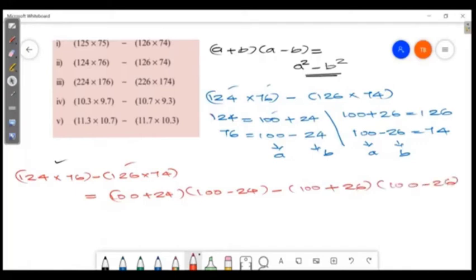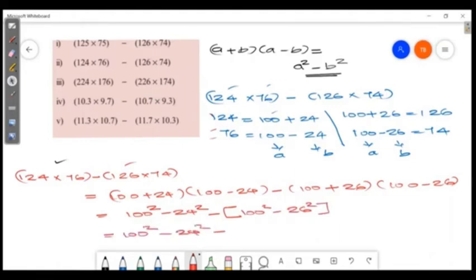So the first product is of the form (a plus b) into (a minus b). So we can write that as a square minus b square. That is 100 square minus 24 square minus of second product. Look at the second product. Is again of the form (a plus b) into (a minus b). So we can write that product as a square minus b square. That is 100 square minus 26 square. Next we have to open the bracket. That is 100 square minus 24 square minus 100 square minus of minus 26 square is plus 26 square.